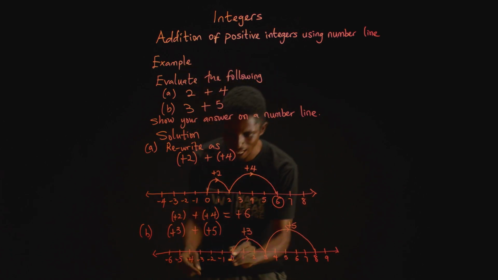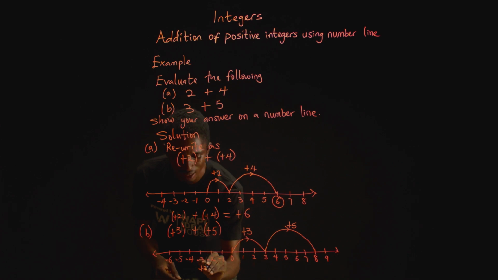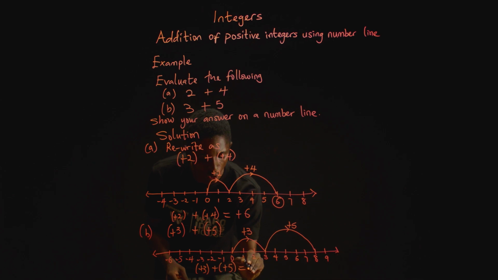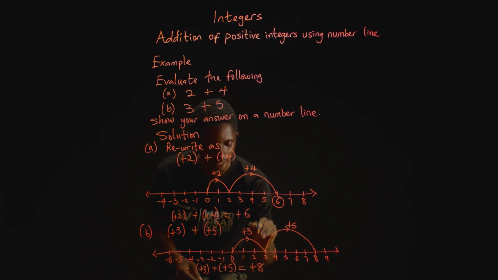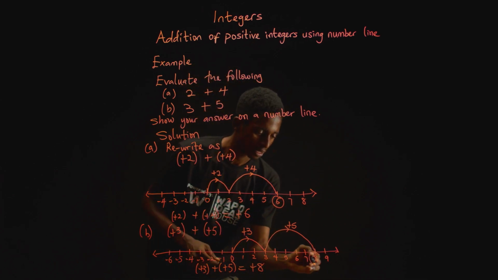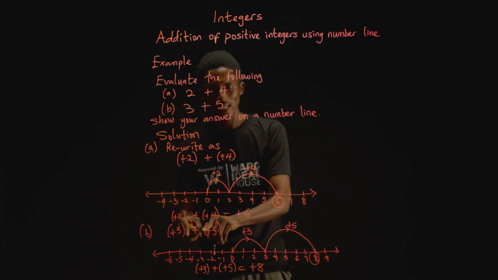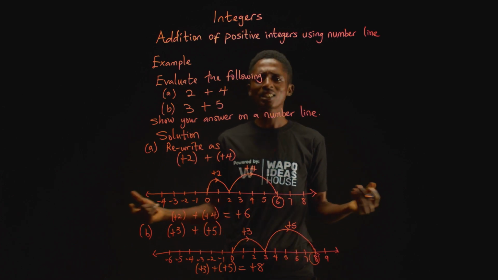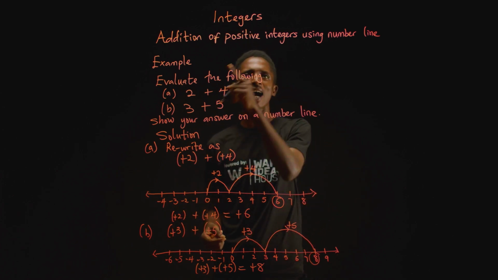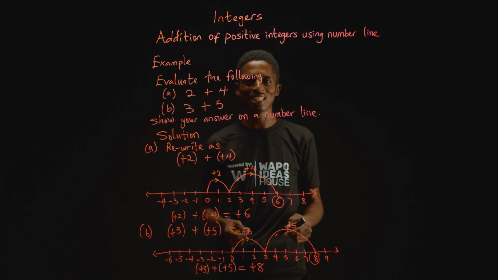This shows that plus 3 plus 5 equals plus 8. Since that is where we ended up after drawing plus 3 and plus 5. This is how we use a number line to add positive integers. Thank you.